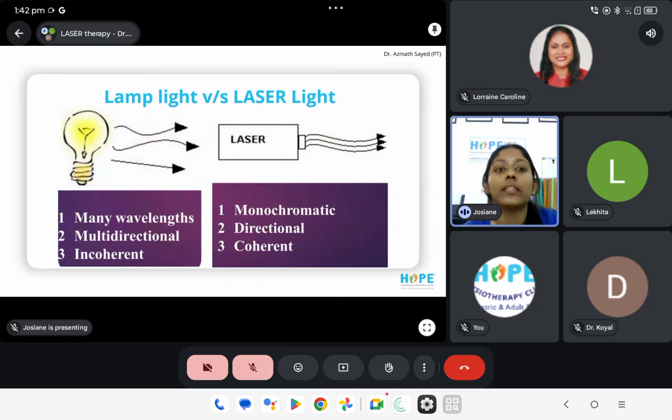Now, what is the difference between a lamp light and a laser light? In lamp light, there are many wavelengths, which is multidirectional and incoherent. Whereas in laser light, the light is in one direction and it produces only a single wavelength. It is directional and it is coherent.